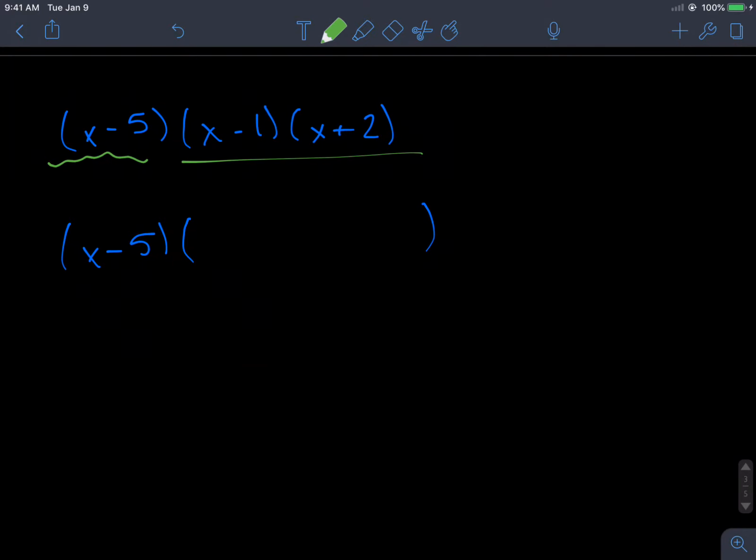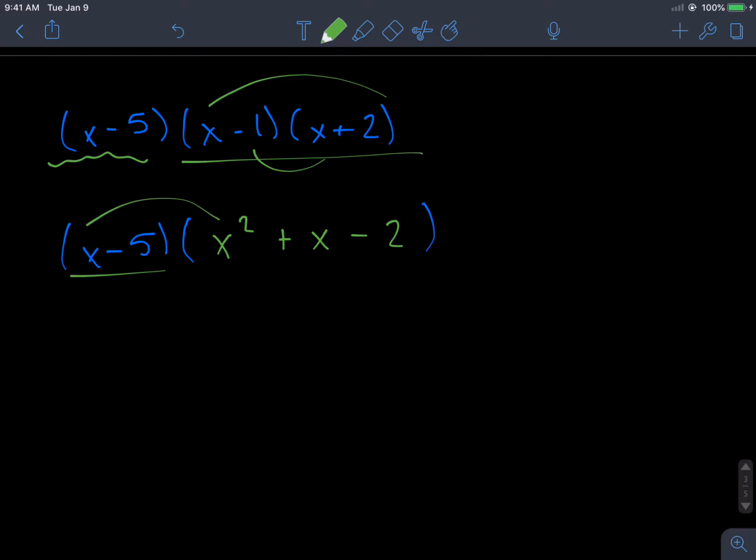So here we have to FOIL, so we're going to have x squared. We would have plus 2x, right? So plus 2x minus an x, that's going to give us plus 1x. And then negative 1 times 2 is minus 2. So now that looks almost the same as the one that we just had. And we just have to distribute each term in the x minus 5 to each term in the second part, and we'll be good to go.